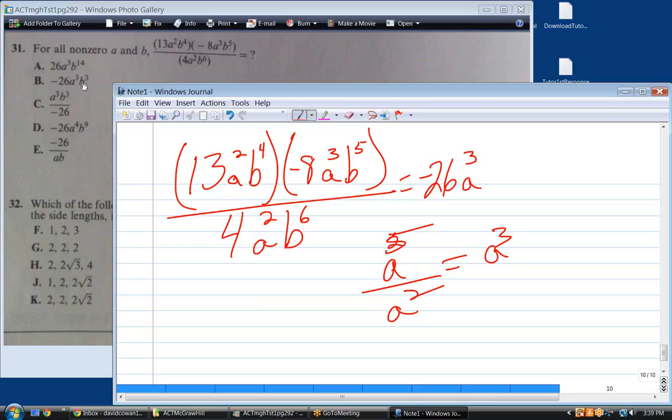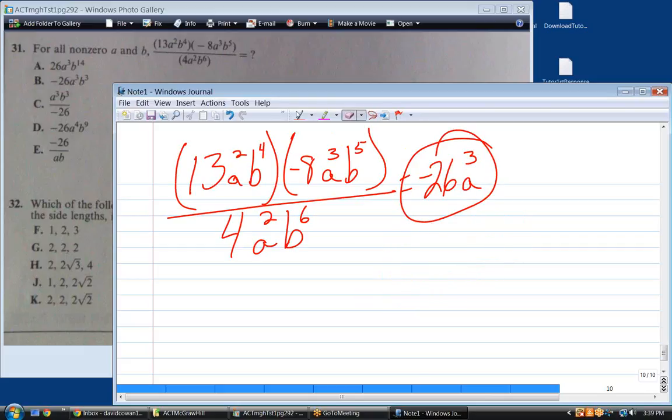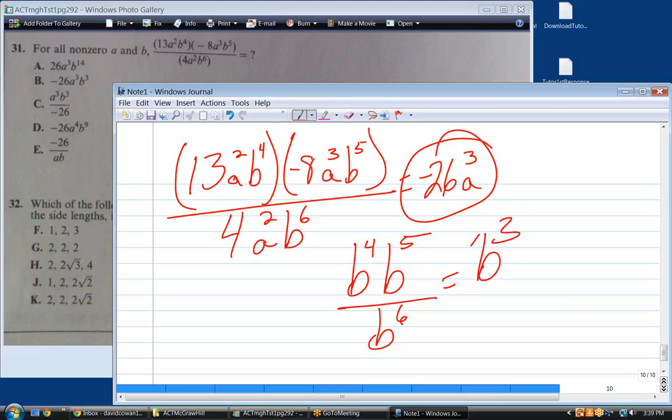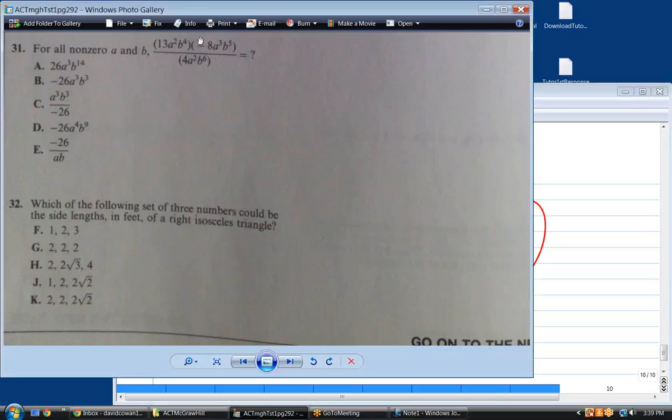And I didn't mean the letter B. I meant the capital letter B. In other words, the moment we figured out that it's minus 26a to the third, there's only one answer that has that. However, let's do the letter B just for the heck of it. So we've got b to the fourth times b to the fifth on top, b to the sixth down below. It would be 9, and then 9 minus 6 equals 3. All right. That's why I said that was a gift, because those are always just simple arithmetic, basically.